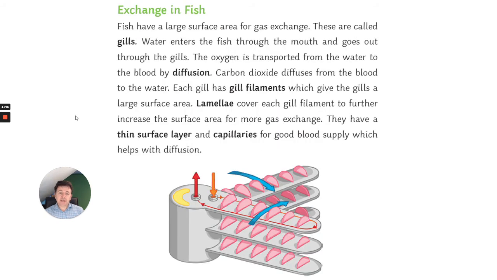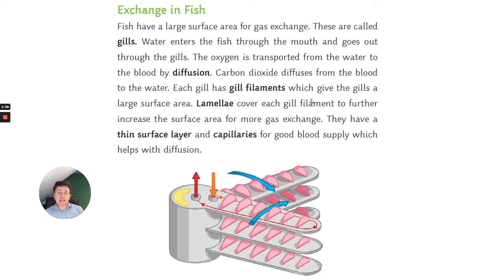And then exchange in fish. So fish have gills, and they have many gill filaments, as this diagram shows. And you can see that water enters the fish through the mouth and it goes out through the gills. The oxygen is transported from the water to the blood by diffusion.